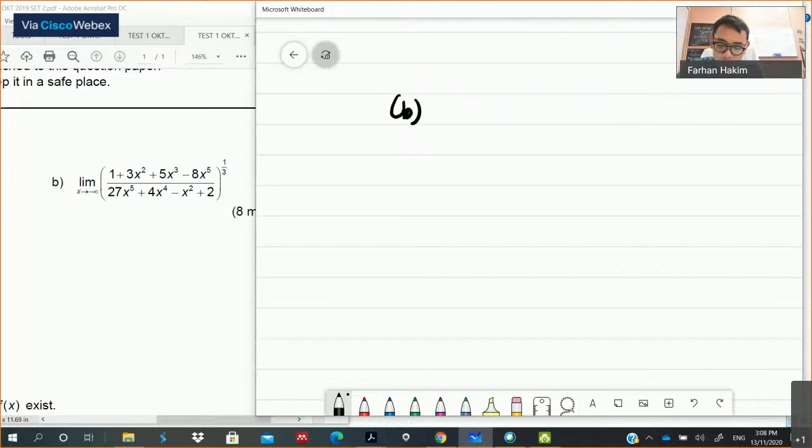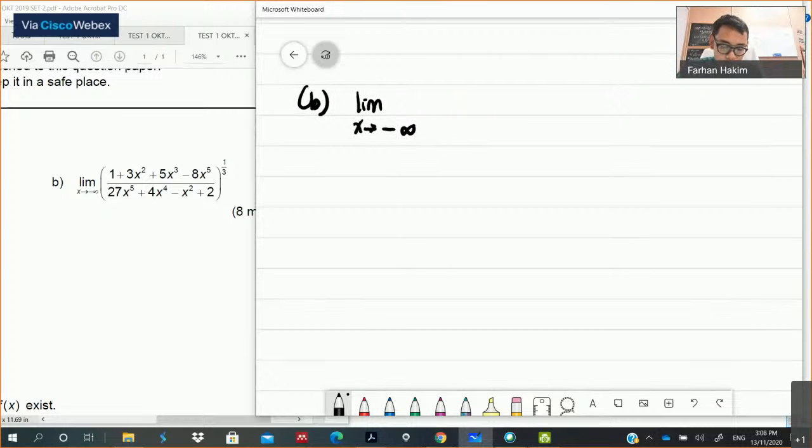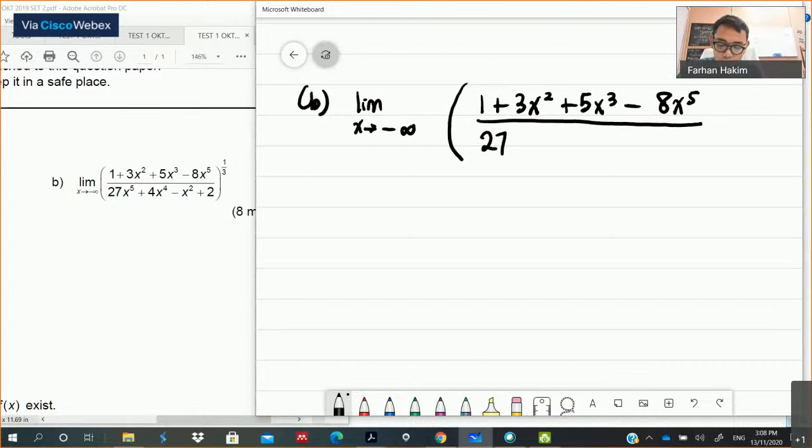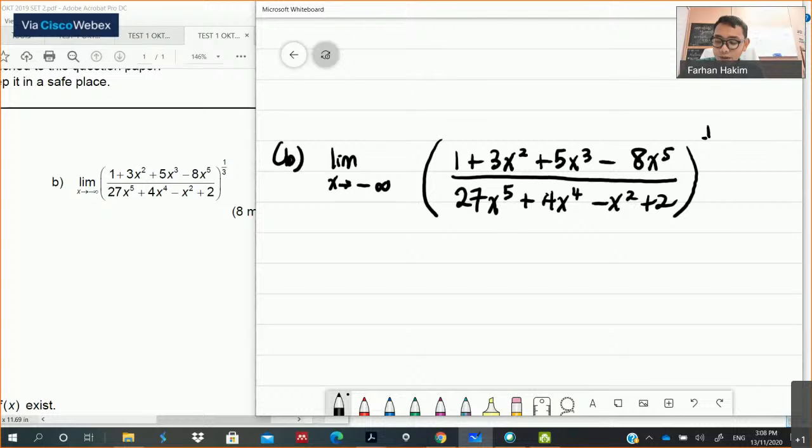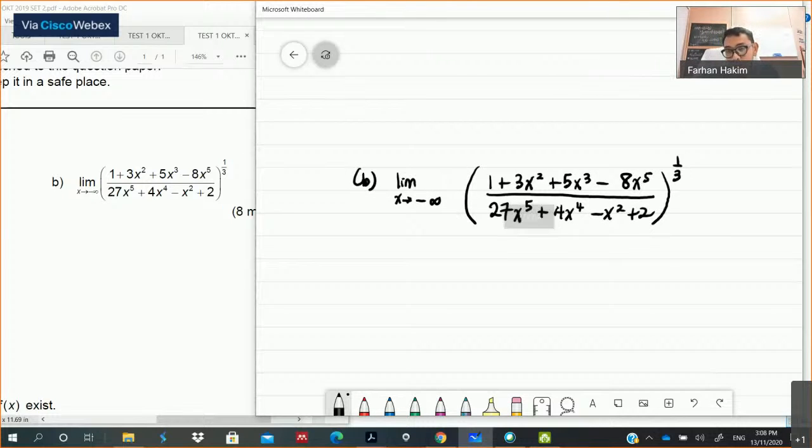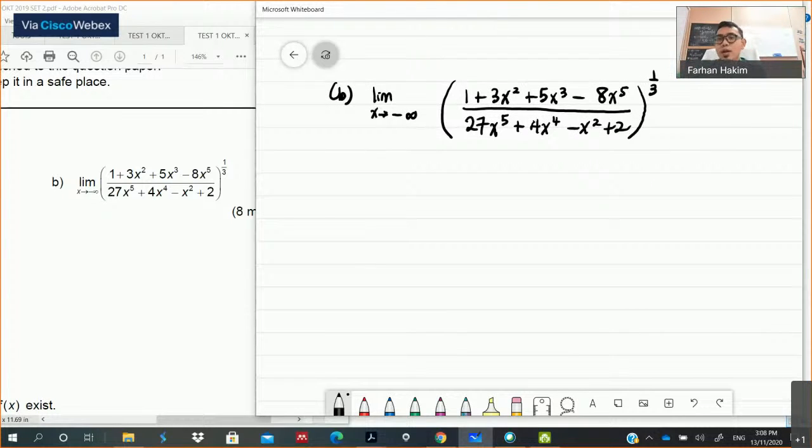Okay, we have this limit as x approaching negative infinity of that. Hmm, saya lah ni buat soalan ni. Apa soalan ni? 5x to the power of 3 minus 8x to the power of 5, everything over 27x kuasa 5 tambah 4x kuasa 4 adalah x kuasa 2 tambah 2. So we have that 1 over 3 here. Students, when they see this power in fraction, they will be very panic. It's nothing actually. You just transform it to be cube root or square root, all right?